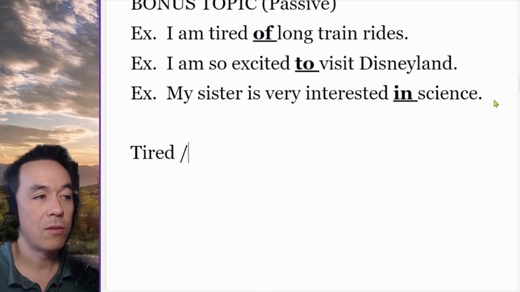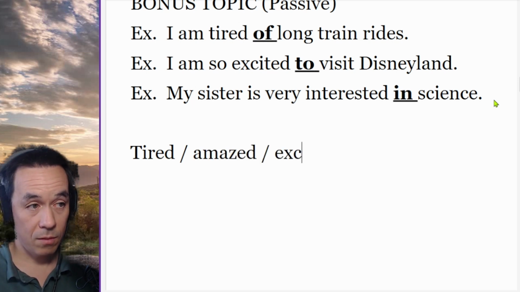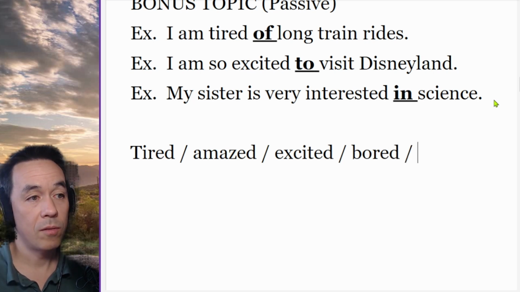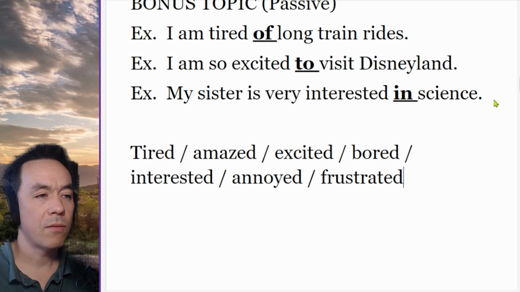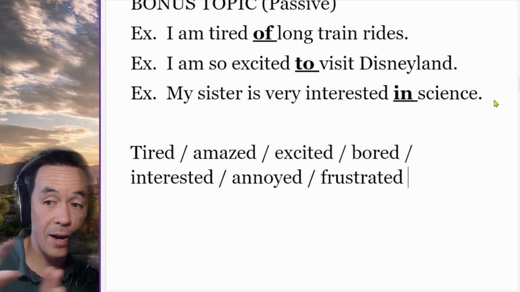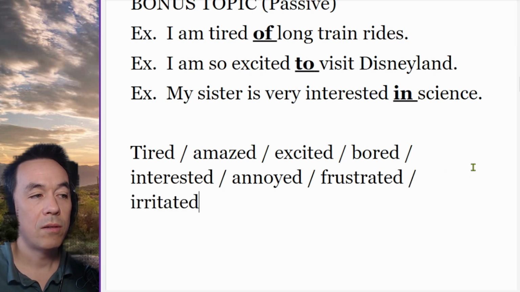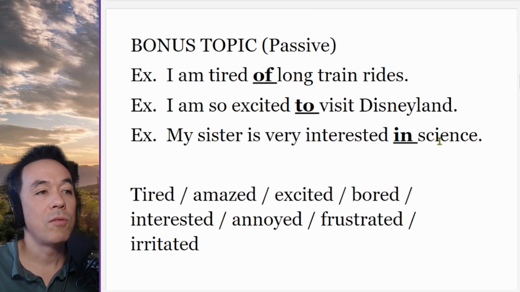So you've got tired, amazed, excited, bored, interested. She's very annoyed, very frustrated. So these are verbs that happen to somebody, to you or to another character, by or from something else. Irritated. So all different kinds. Anyway, that's enough.